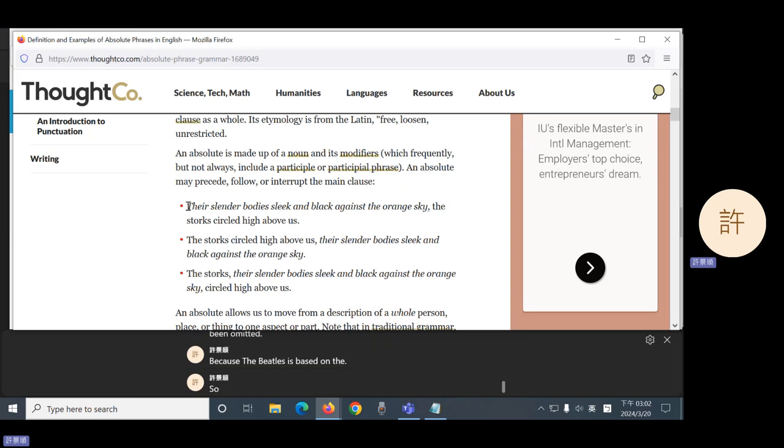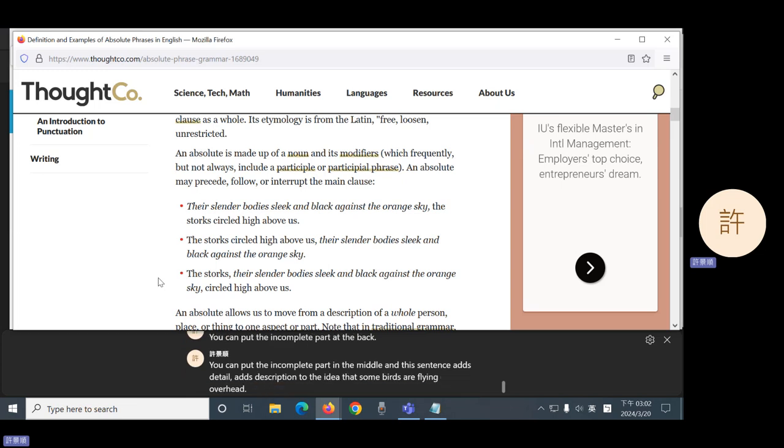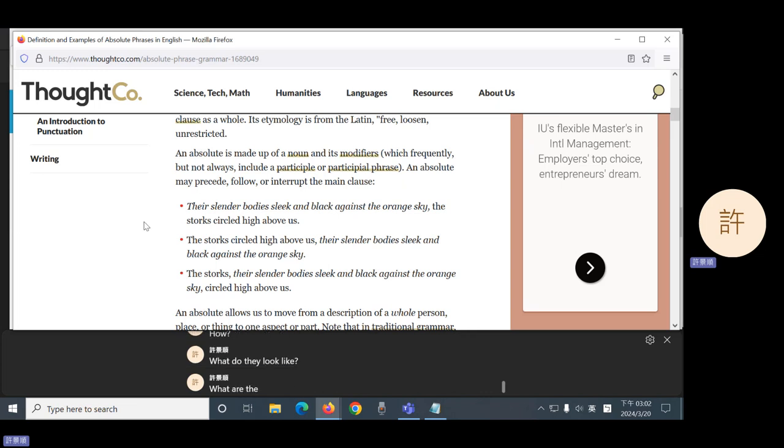So you can put the incomplete part at the front. You can put the incomplete part at the back. You can put the incomplete part in the middle. And this sentence adds detail, adds description to the idea that some birds are flying overhead. What kind of birds? What do they look like? What are the colors? This sentence uses an absolute phrase to give us all of these details.